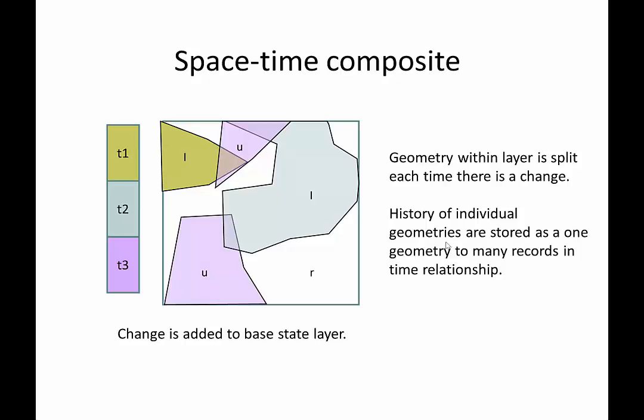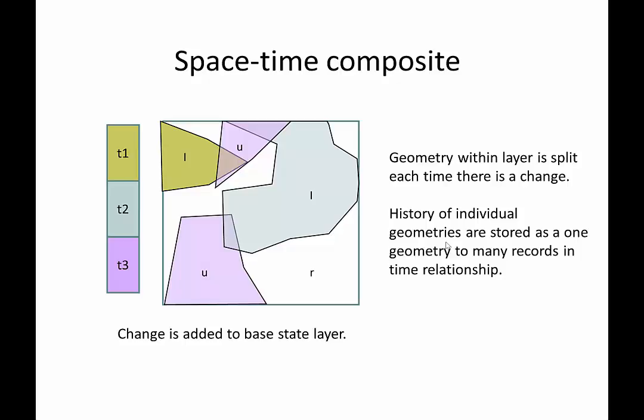Okay, so at time 1, we've got this area. Time 2, these two urban areas come in, and we can see this polygon is changing the values in this section of this one here. So if we want to know the state at T2, we have to go from the polygon at T1, and then we subtract the bit that exists at T2, etc., etc. Okay. So the history of individual geometries is stored as one geometry to many records in a time relationship.